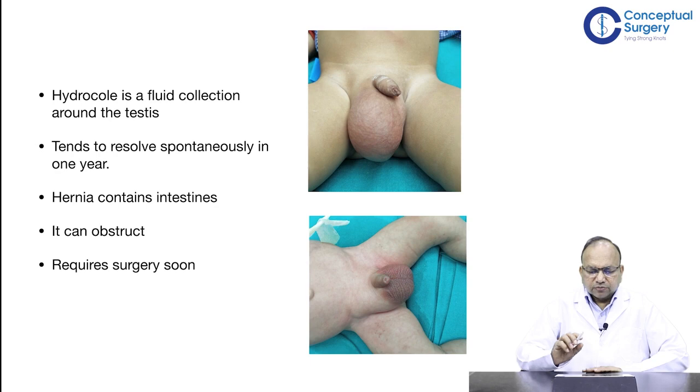So again, I am reiterating, hydrocele is a fluid collection around the testis. It tends to resolve spontaneously in 1 year or maximum 2 years. Hernia contains intestines or omentum, and hernia can obstruct. Because it contains intestine it can get obstructed, and hernia will require surgery soon. While in a hydrocele you can wait for 1 to 2 years, in a hernia you should not wait and you cannot wait.